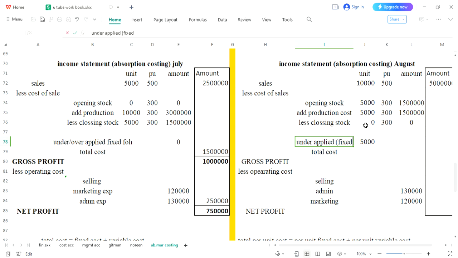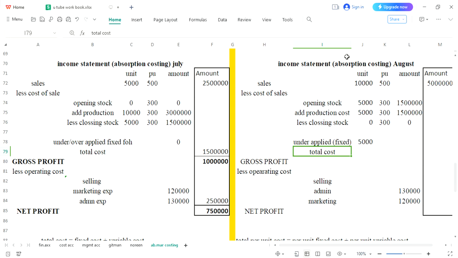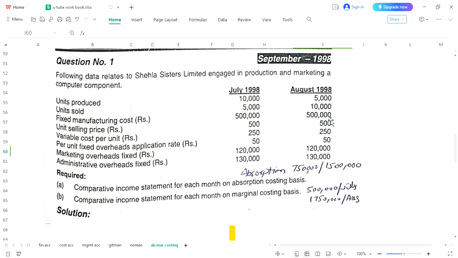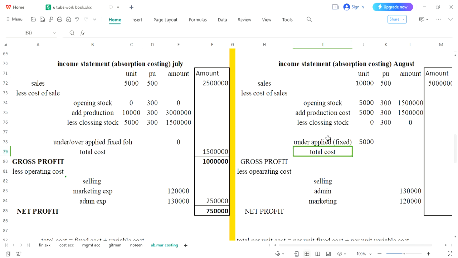Keep it in mind, this is the first time we are calculating under or over applied, so I am letting you keep in your mind that under or over applied is a concept which would only be used for fixed expenses, for fixed costs only. Go to the question and see what is the per unit cost of fixed assets. Look at here. Per unit fixed cost is given over here, which is 50. So you can put per unit cost 50 over here.